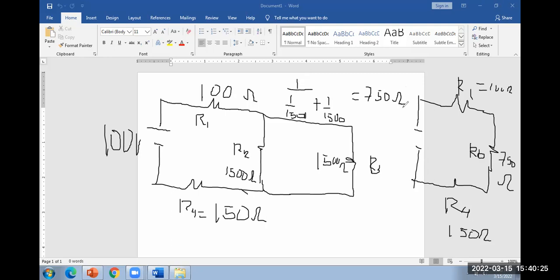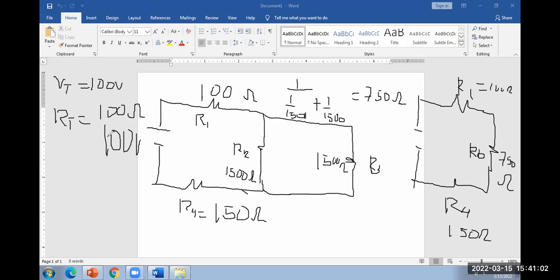So, 750 ohms. Meron na tayong total voltage which is 100 volts. Then, ano yung RT natin? RT natin will become 100 plus 750 plus 150. Ilan? That is 1,000 ohms. So, meron na tayong RT, 1,000 ohms. Meron tayong VT, 100 volts.